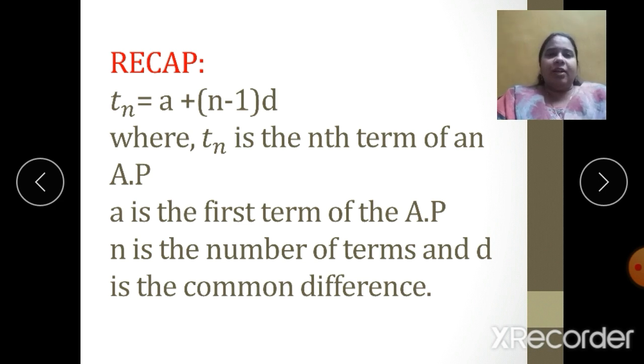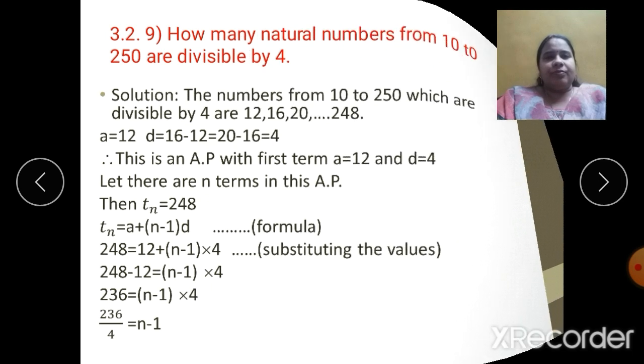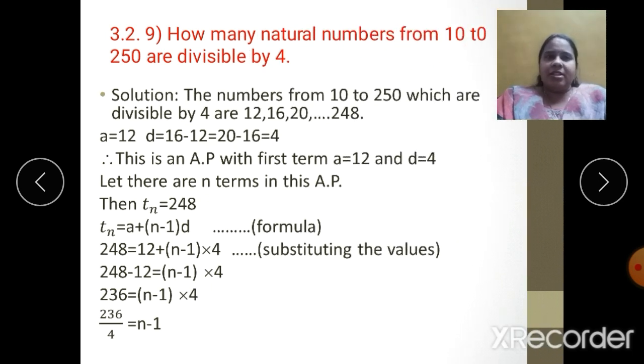We have learned a formula for Tn, that is Tn is equal to a plus n minus 1 into d, where Tn is the nth term, a is the first term and d is the common difference. I hope you remember this formula. With this formula, we have done a few sums of practice set 3.2 in the previous session. Let us continue further with the ninth sum of practice set 3.2.